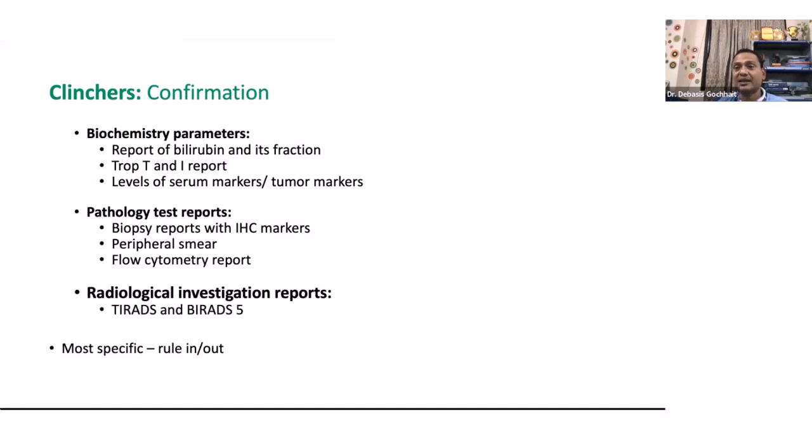So the next is radiology. The biochemistry, pathology and radiological reports always help to clinch certain diagnoses. Now, in radiology, you must know two things. I would like to highlight here two things: TIRADS and BIRADS. TIRADS is a scoring system used for the thyroid. You can read more detail about it. And BIRADS, B for breast, T for thyroid. BIRADS is a scoring system used for categorizing radiological lesions of the breast. Okay. So if somebody says BIRADS 5, that means it is more likely to be malignant. If it is BIRADS 2, that is more likely to be benign.